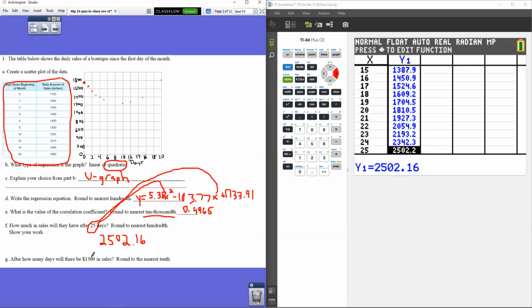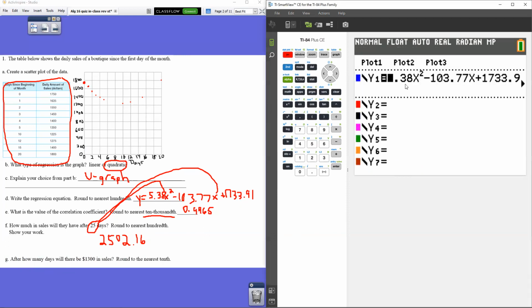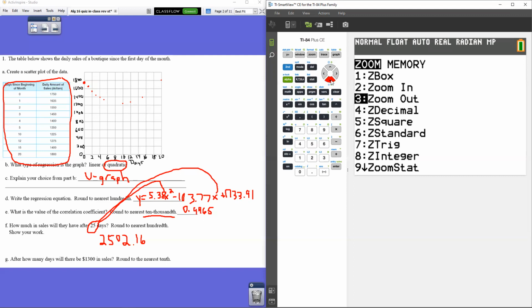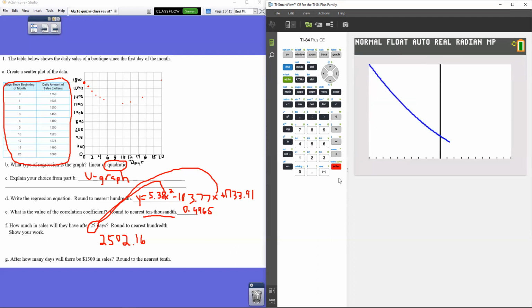After how many days will there be $1,300 in sales? Since we have our equation typed into our y equals, we need to graph it and find the intersection point. When you go to graph it, you won't see the graph. We need to hit zoom and then 0. 0 is zoom fit, which makes the graph fit on your screen. So when we go to zoom fit, now all of a sudden we see the graph. If you hit other buttons, the calculator is just going to spin and spin. If you try and zoom out, it's never going to work.